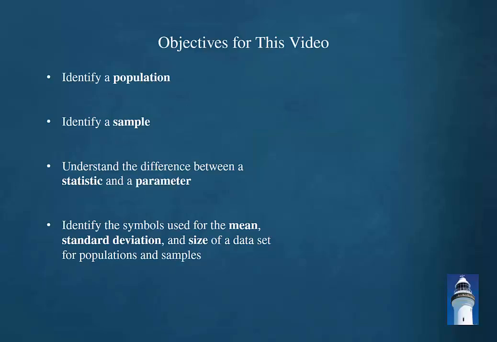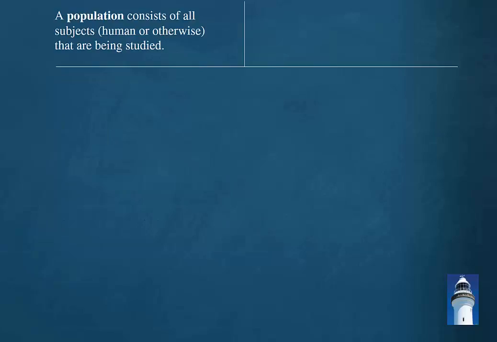The objectives for this video are to identify a population, identify a sample, understand the difference between a statistic and a parameter, and identify the symbols used for the mean, standard deviation, and size of a dataset for populations and samples. A population consists of all subjects, human or otherwise, that are being studied.